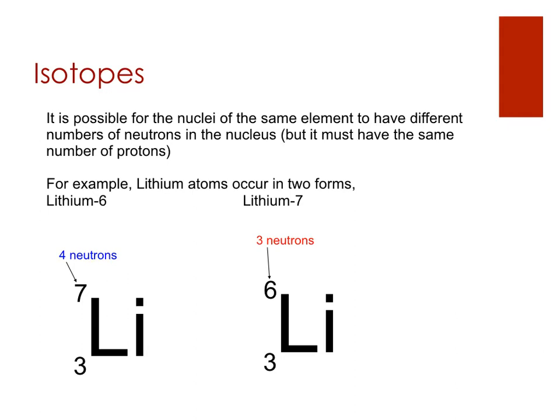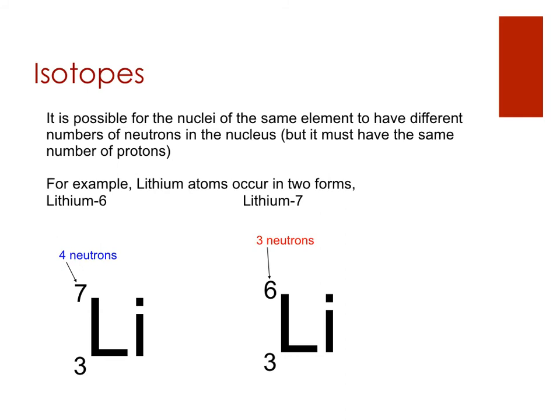Now, as I said before, the number of protons in an element is always the same, but what could differ is the number of neutrons in that nucleus. So I've got 2 different atoms here. One has 4 neutrons in the nucleus, and the other one has 3. So they are nuclei of the same element, but have a different number of neutrons. Remember, I've already said it's the same element, so that means they have the same number of protons.